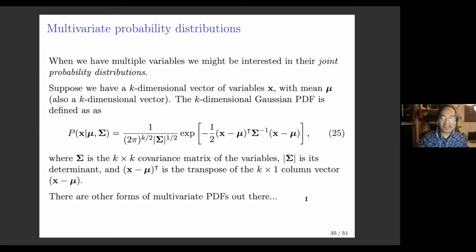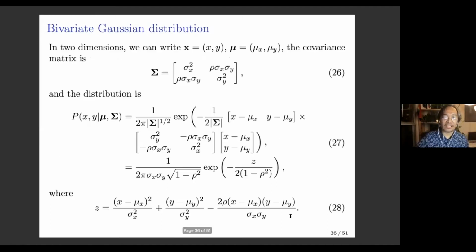Now there are a lot of other forms of multivariate PDF that you can have a look at. But let's consider 2 dimensions. In 2 dimensions, the vector of variables is xy, for example, and its mean is this, and the covariance matrix is this. If you work out all of that, you'll get this, and here, this z. Z is this one. You can work it out yourself. It's quite simple, just to give you some idea.